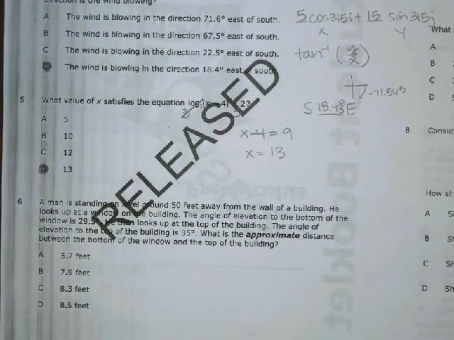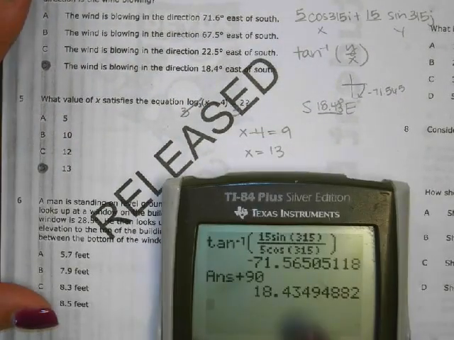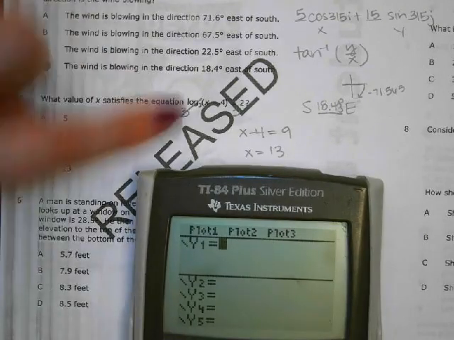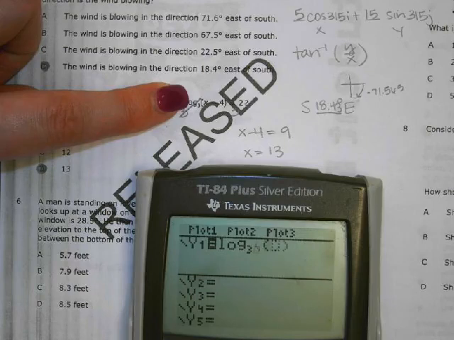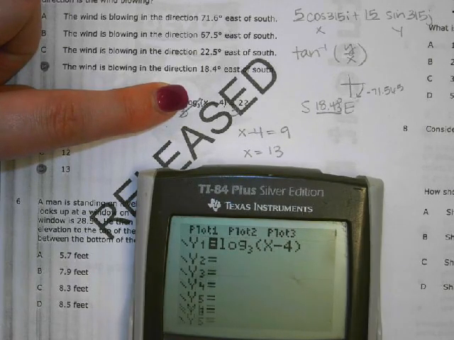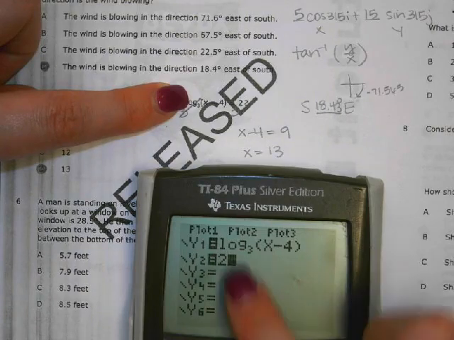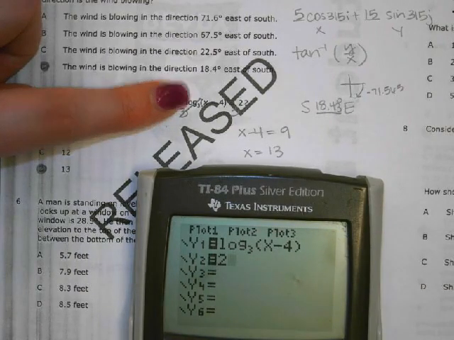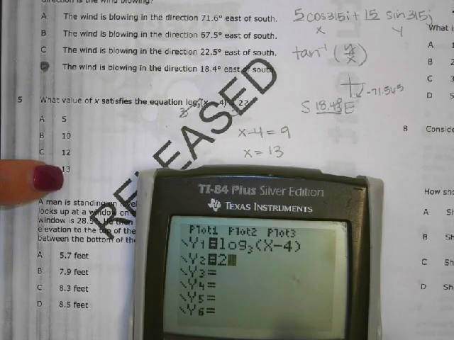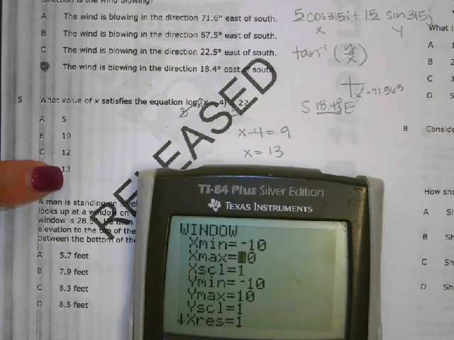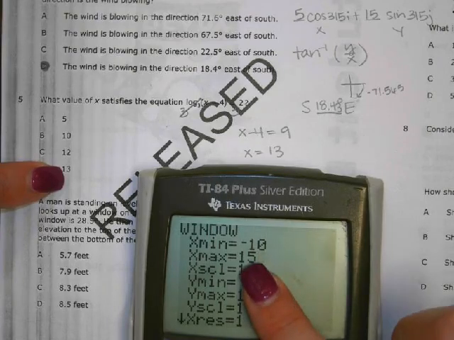Now there's another way we could do this exact same problem. We could graph it. So I could say log base 3 of x minus 4 equals 2, and I want to see where these two lines cross each other. Now the x values that I'm expecting to see are anywhere between 5 and 13, so that means I need my x values to go up to 13.